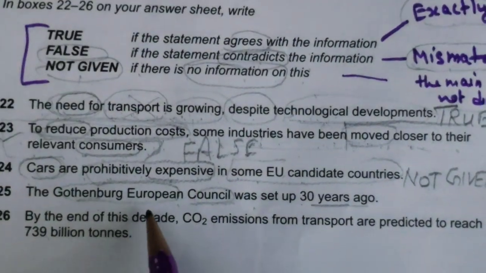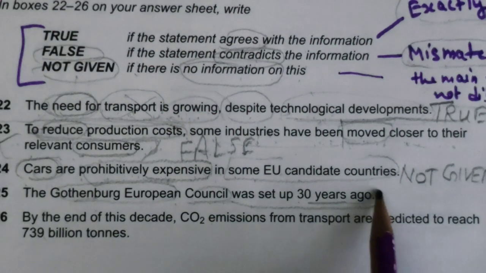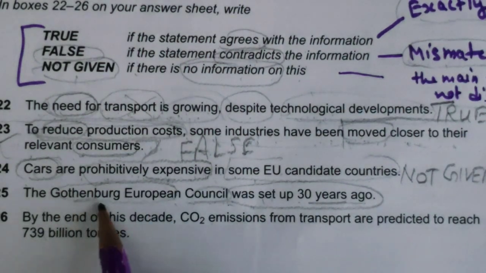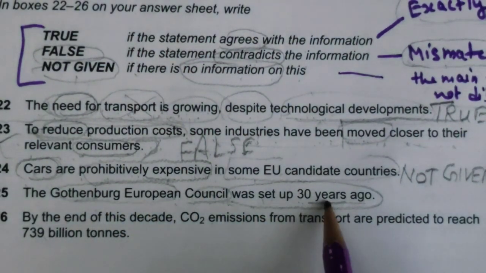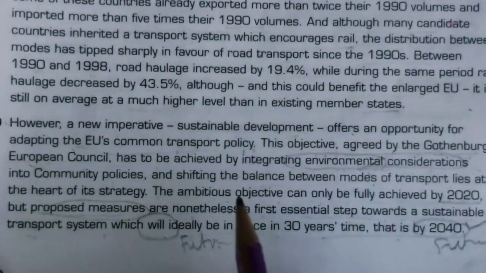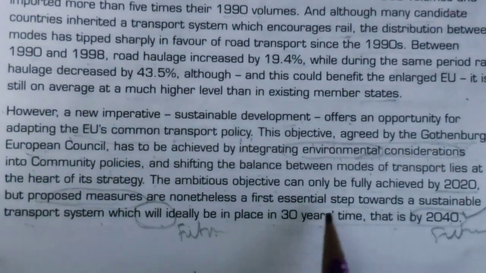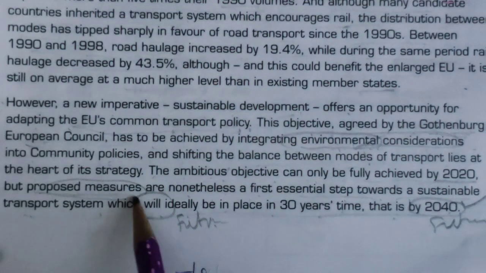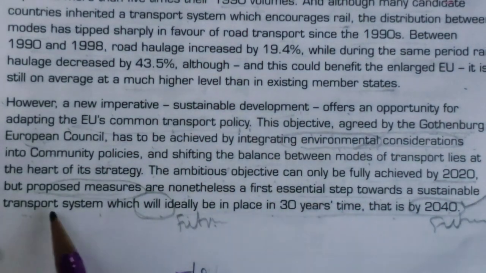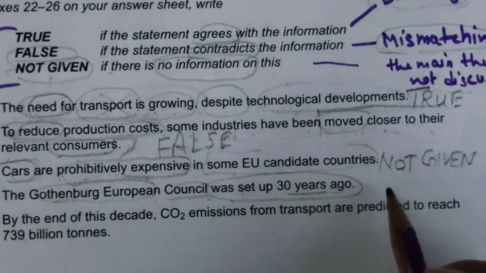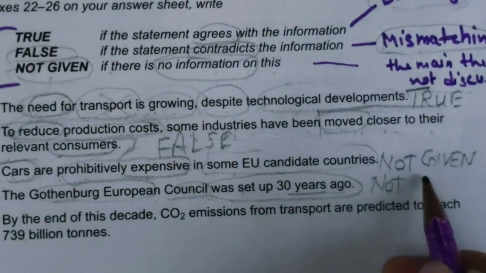So here they are talking about was set up. The main purpose of this statement, what? The main motive of this statement, what? The main thing they are saying is that this council was set up 30 years ago. But here nothing is given about when it was set up. They are just talking about 30 years' time, what will happen and what they have proposed, and they are talking about ideally in 30 years' time. So of course our answer is not given.